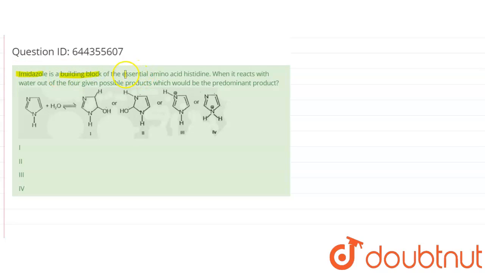Hello everyone, so in this particular question, imidazole is given, that is a building block of an essential amino acid, which is histidine. Essential amino acid indicates that it should be present in our diet, okay? When it reacts with water, out of 4 given possible products, which should be the predominant product? So it is asked that when imidazole reacts with water, what should be the possible product?